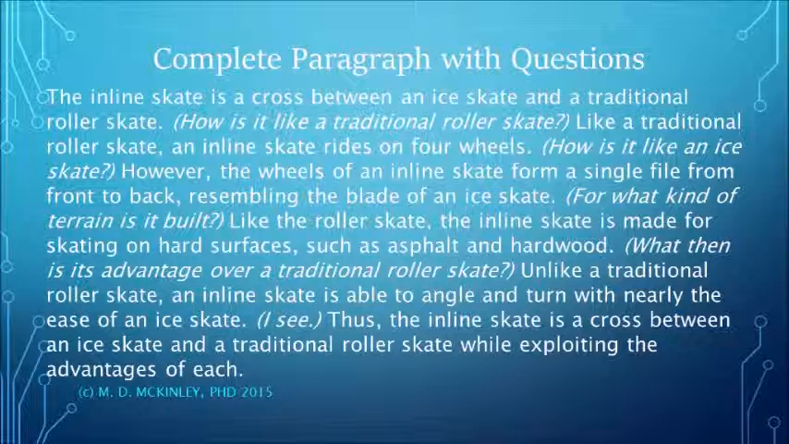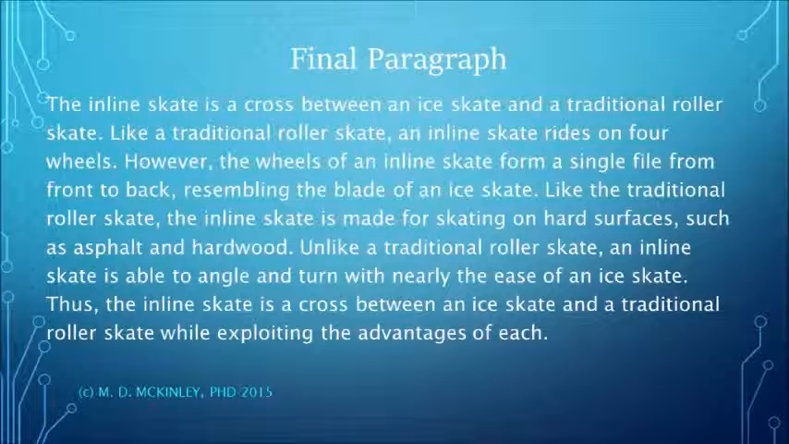Removing the implied questions, here is our final paragraph. The inline skate is a cross between an ice skate and a traditional roller skate. Like a traditional roller skate, an inline skate rides on 4 wheels. However, the wheels of an inline skate form a single file from front to back, resembling the blade of an ice skate. Like the traditional roller skate, the inline skate is made for skating on hard surfaces, such as asphalt and wood. Unlike a traditional roller skate, an inline skate is able to angle and turn with nearly the ease of an ice skate. Thus, the inline skate is a cross between an ice skate and a traditional roller skate, while exploiting the advantages of each.